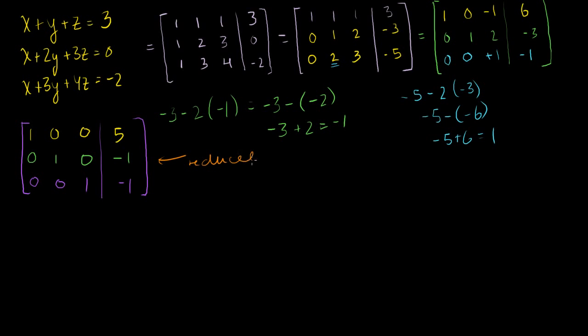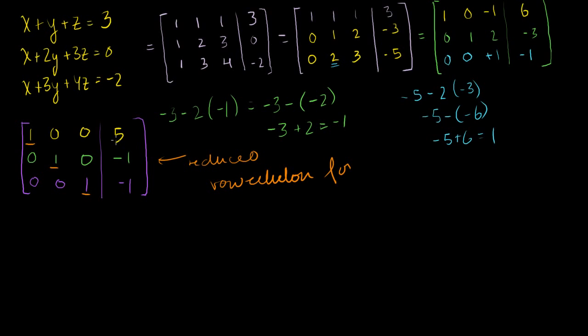Reduced row echelon form. My pivot entries are the only entries in their columns. Each pivot entry in each successive row is to the right of the pivot entry before it. And actually, I have no free variables. Every column has a pivot entry.